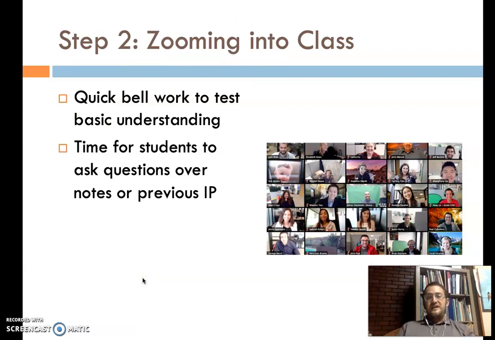Step 2, zooming into class. So I put a quick bell work to test out basic understanding for students. And then I also set aside time for students to ask questions over the notes or previous IP. And we also spend time celebrating things that are going on in the virtual learning life.